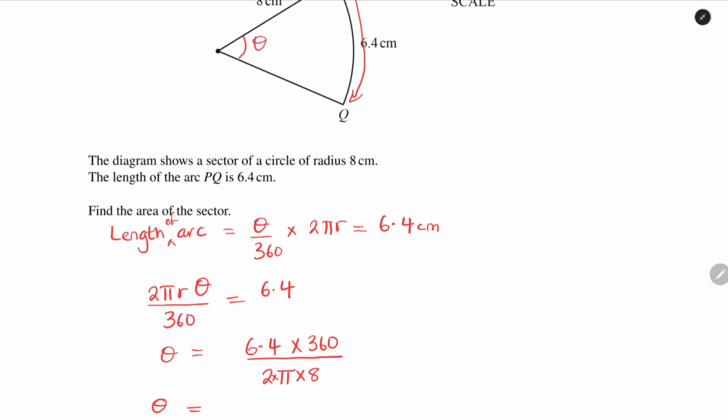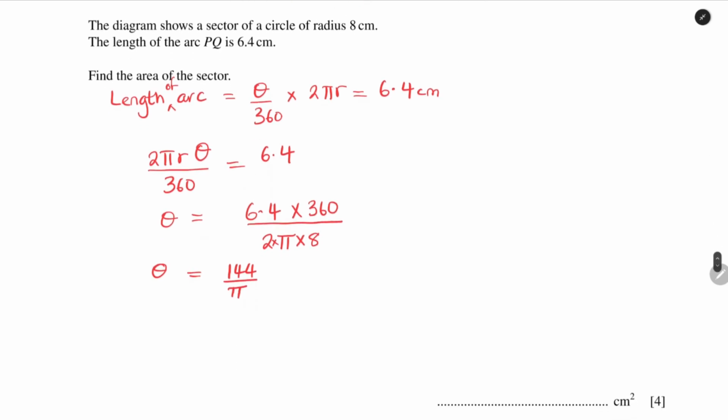I'm going to simplify this. If you simplify this properly, you're going to end up with 144 over pi. Why am I leaving it like this? I want to make my work easier later. If I evaluate this and I have an error, I'm going to carry the error into the next part of the question, and I'm trying to avoid that. So that is why I've left it as 144 over pi. Okay, so you just cut all of this down. You're going to have 144 over pi.